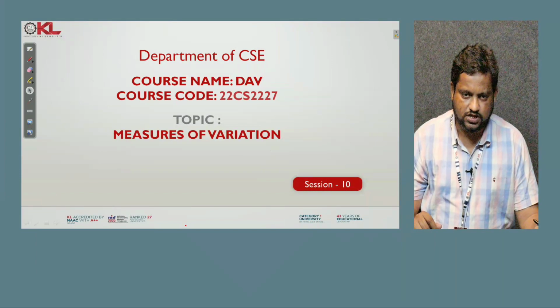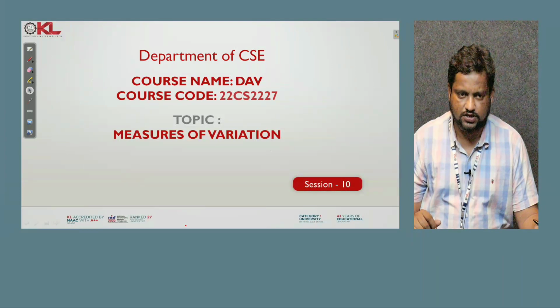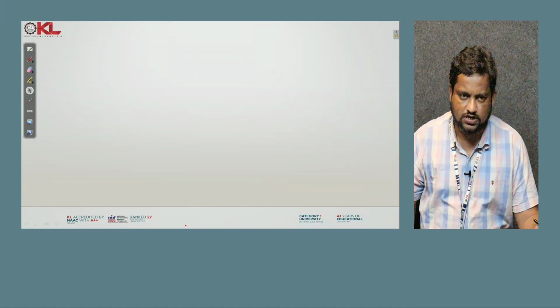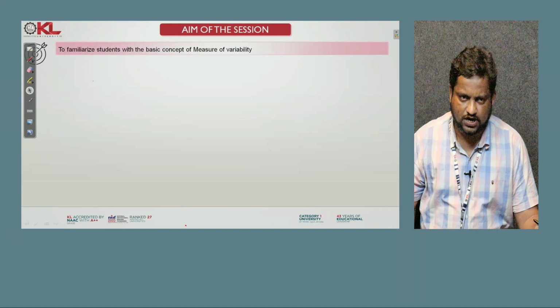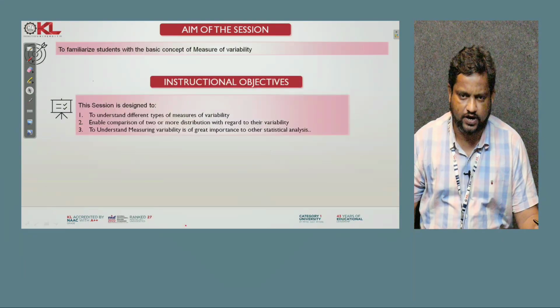Today I am going to discuss measures of variation, one of the important topics in data analytics and visualization. Before entering into this particular session, we will try to understand the different kinds of objectives we are planning to achieve at the end of this session.